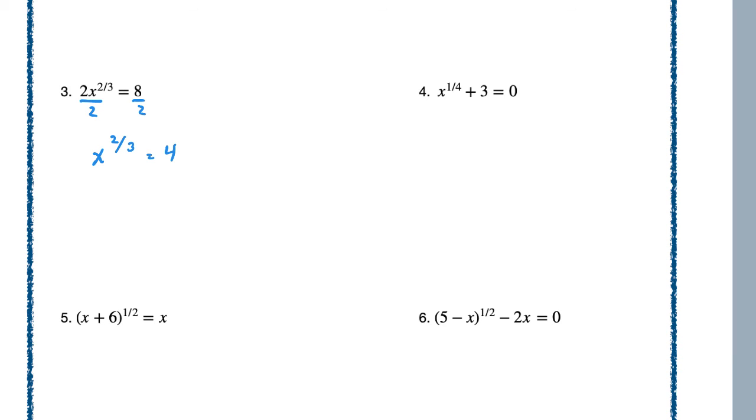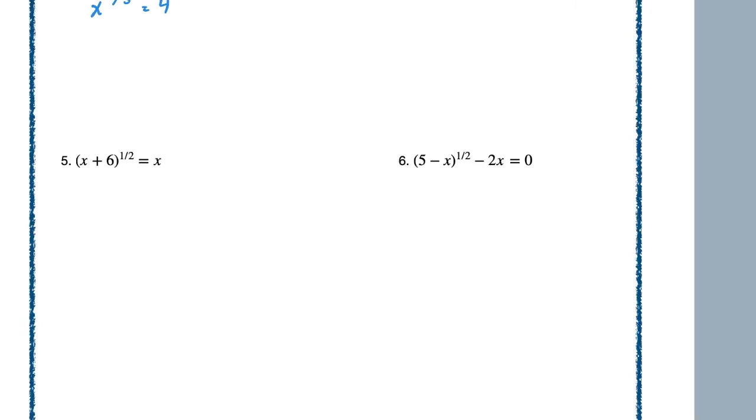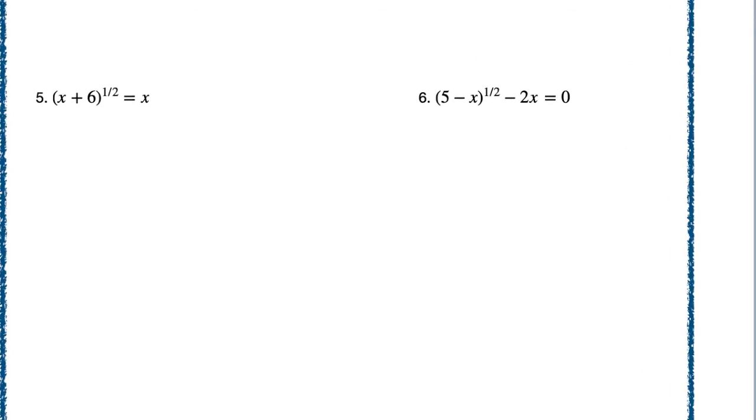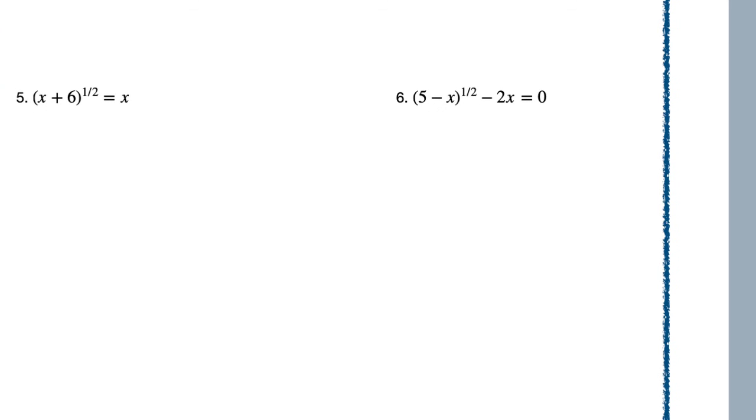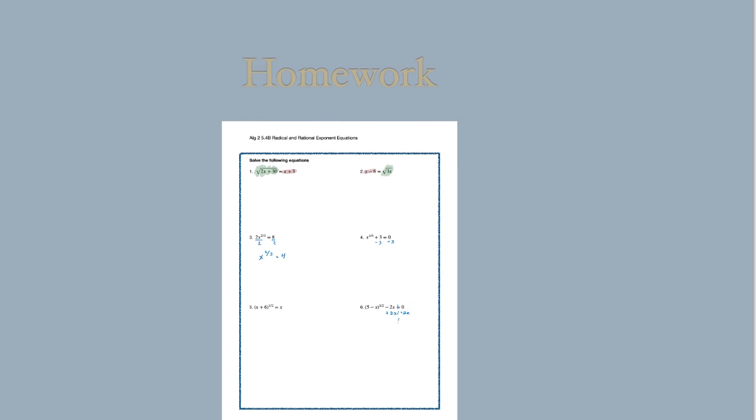And now raise each side to the reciprocal power, 3 over 2. So very similarly, number 4, you're going to want to subtract that 3 first. 5, you're ready to square both sides. And 6, you're going to have to move that 2x over first. And once you've moved it to the right-hand side, then you'll be able to square both sides. And that should get you off and running on your homework.